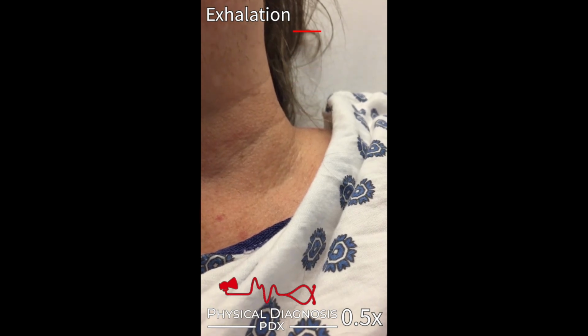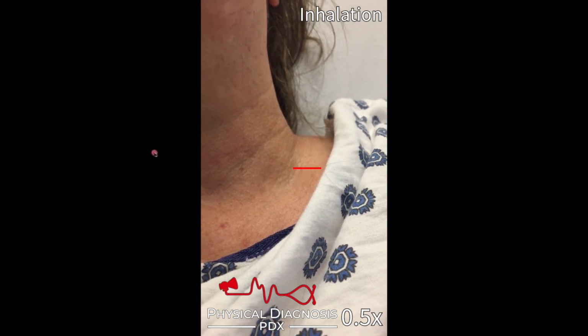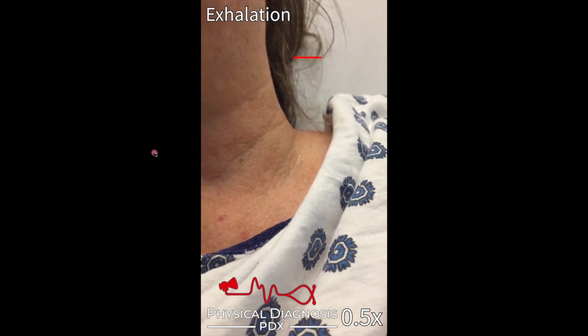You can get fooled by the pseudo elevation and think that this person has a markedly elevated JVP. She's in the upright position, and I've been fooled by this in the past. So I figured it was high yield to put in here.